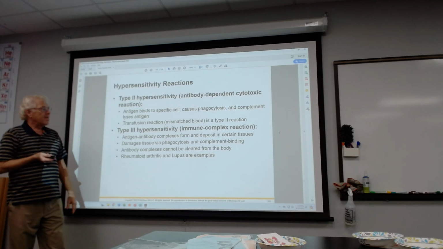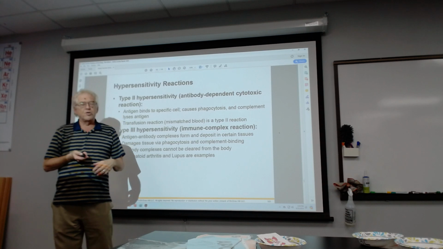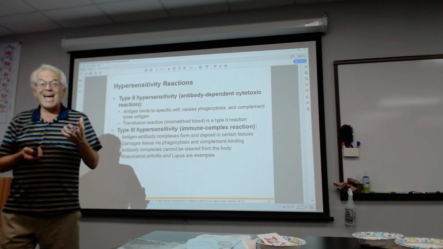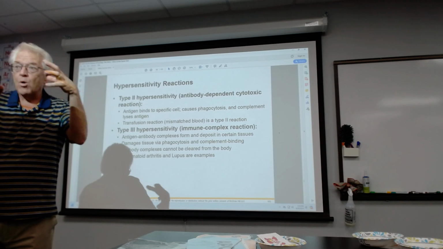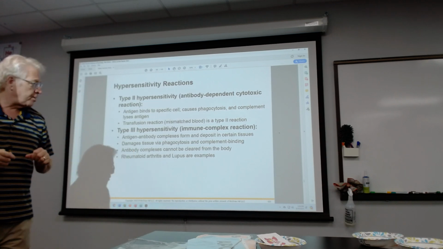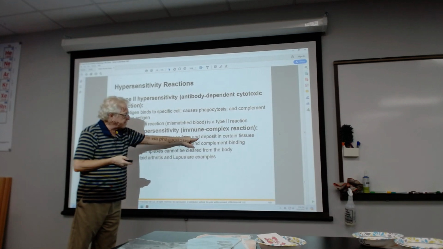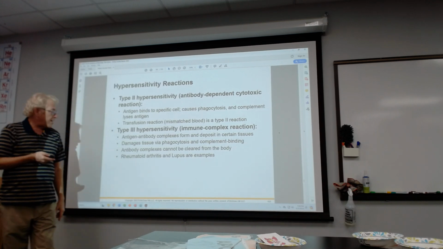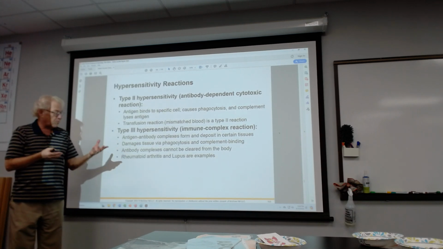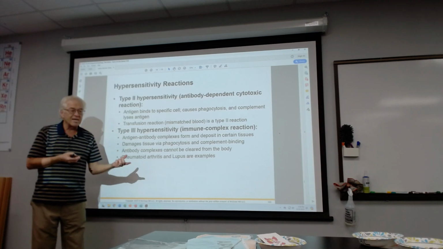Type 3. This is an immune complex reaction. You're making antibodies, but that is going to now complex into more and more glued up situations. Okay? It's going to form complexes that deposit in certain tissues. Got it? And is very difficult to get rid of. Like if it's in your joints or if it's in your kidneys.